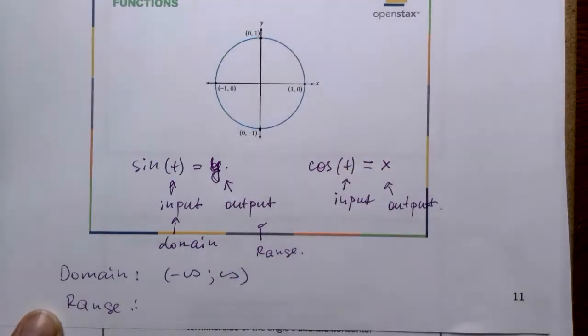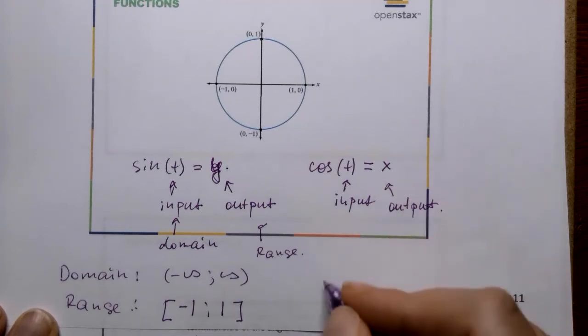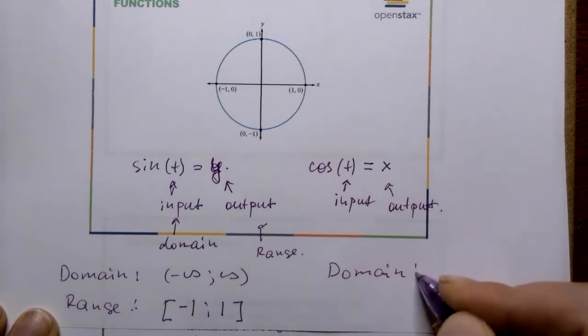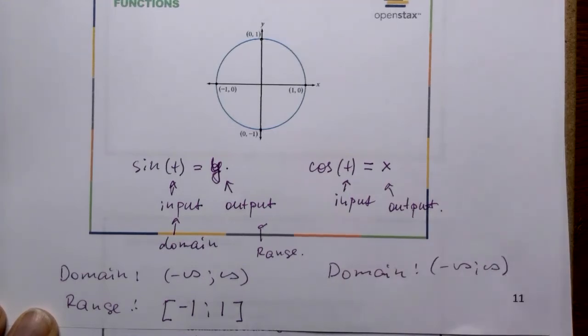So the range for the sine would be from -1 to 1, and we're including the endpoints. So we're using the square brackets to show that we include those endpoints. What about the cosine function? Well, it's the same. Domain could be any angle from negative infinity to positive infinity.